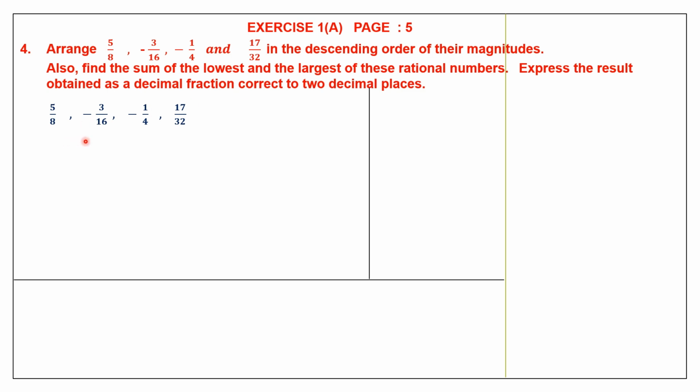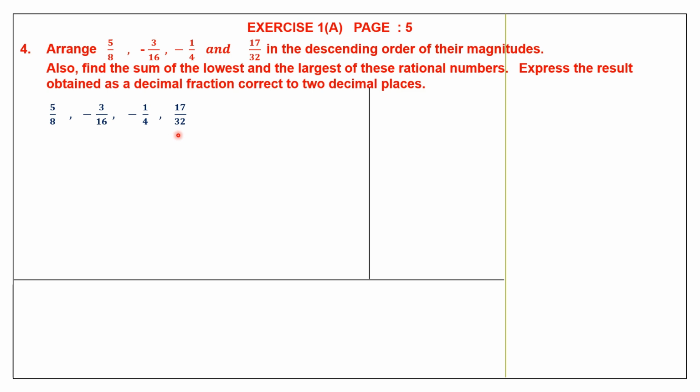We have to arrange these rational numbers in descending order. Then find the sum of the lowest and the largest of these rational numbers. So pick out the lowest and the largest, find the sum, add them up. Then express the result obtained as a decimal fraction correct to two decimal places. So there are three parts to this question. The first part is arranging in descending order. So we have the question here now.